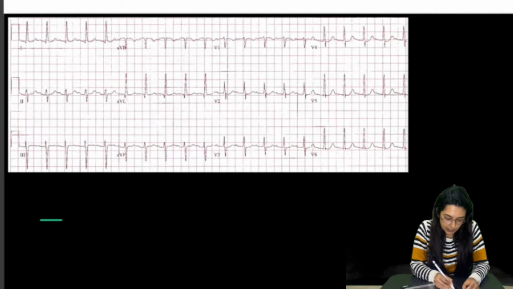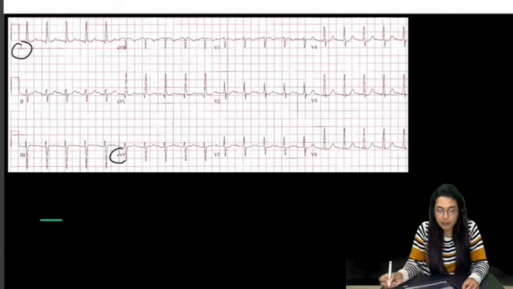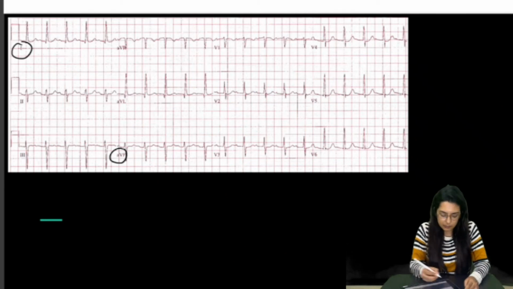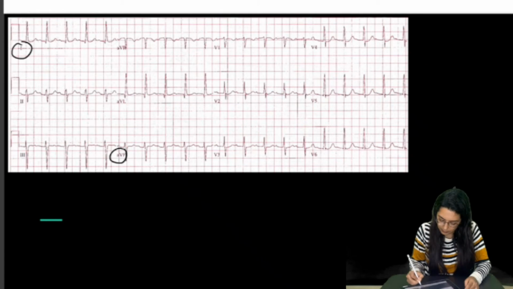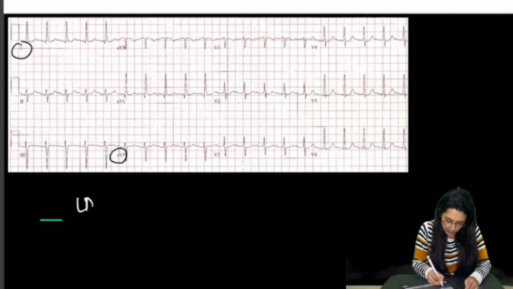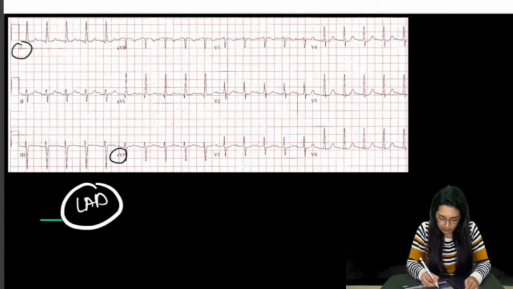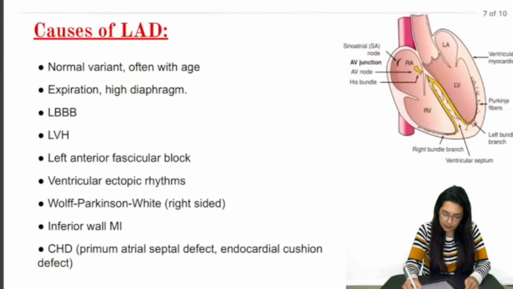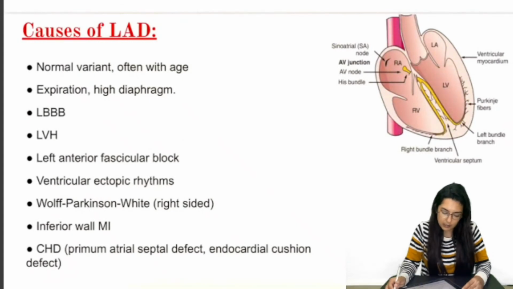Now, as you can see, again in this you have to see two leads, one and AVF. So as you can see, QRS is positive in lead one, and in AVF it is negative. So this is left leaves, and it is left axis deviation. Okay, left leaves. Remember this, right reaches. This is just a way to remember, but obviously you have to understand the concept.